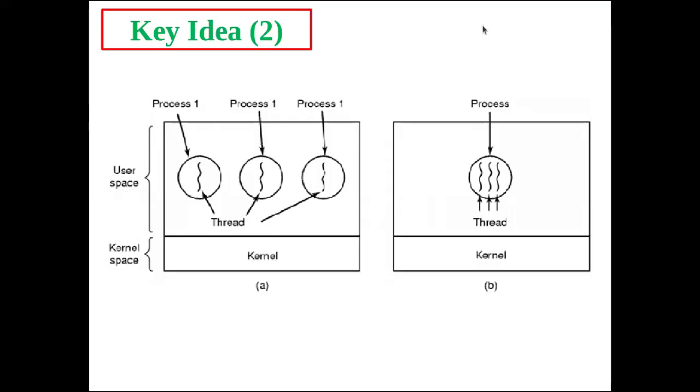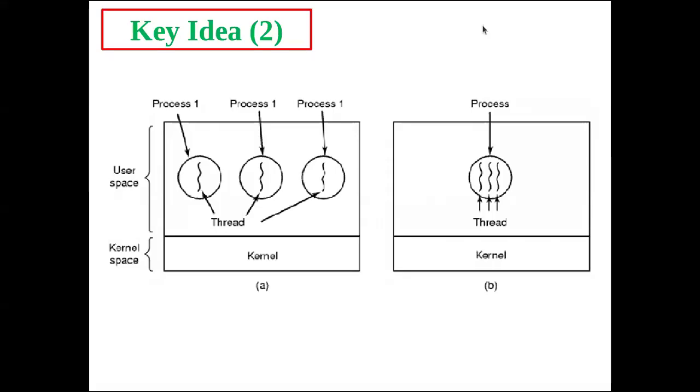So if we compare both diagrams carefully, in diagram A, one process, multiple separate threads. And in diagram B, one process, thread representation shown together. In both cases, the important idea is the same. Process is not just a single unit. It can have one or more threads.